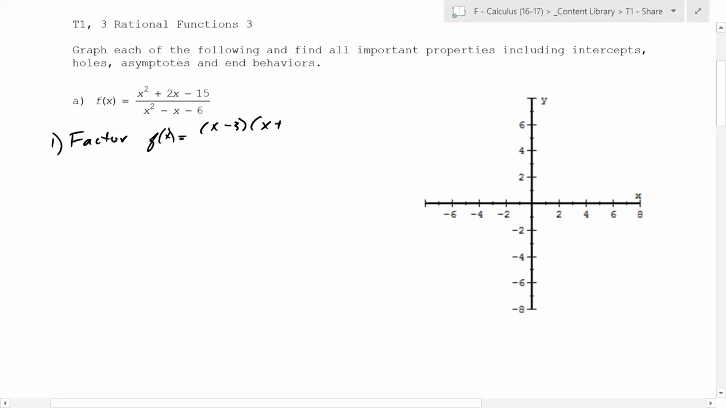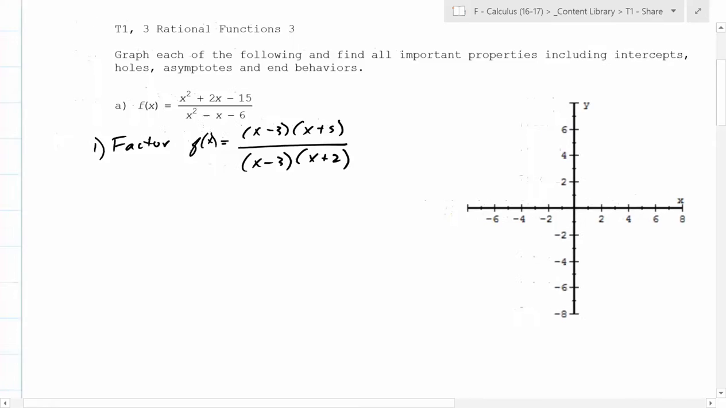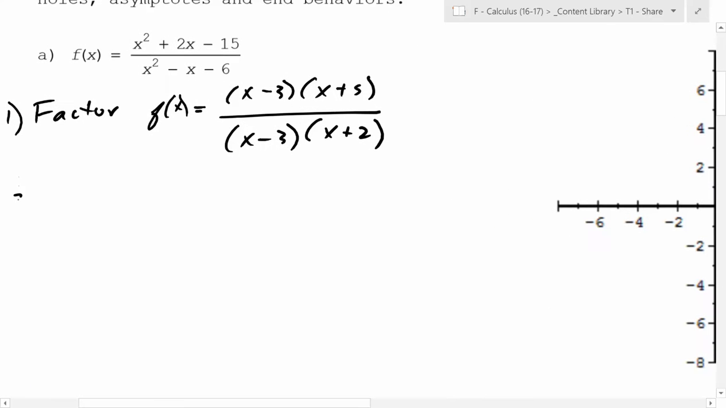Times x plus 5 over x minus 3 times x plus 2. X plus 2? Yep. Nice. So now what's step 2? What do we want to do next? Someone else who hasn't spoken yet. Alex, what do I do next? After I factor, I find the... X and y intercepts. You could, but I'd like you to do first the one that begins with the D. Domain. Yeah, so can you tell me what the domain is on this? All real numbers except for 3 and -2.